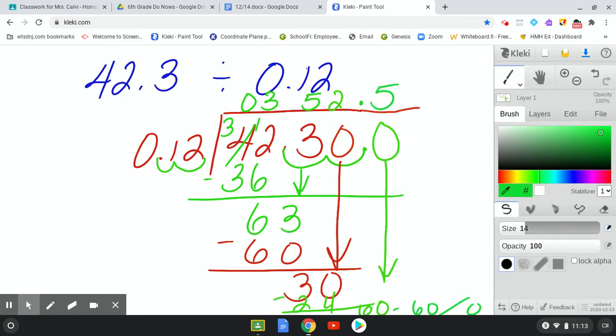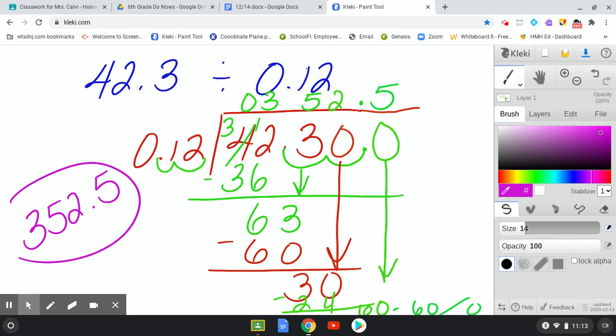All right, so my final answer is 3.525, that's what this is right here. I do not need the 0 in front. That's not necessary to put as my final answer.